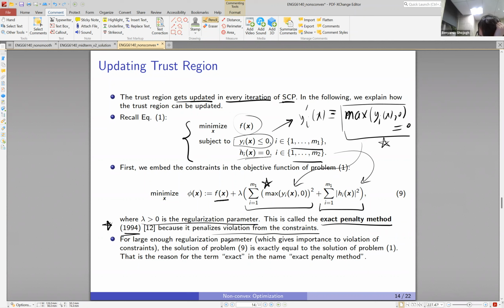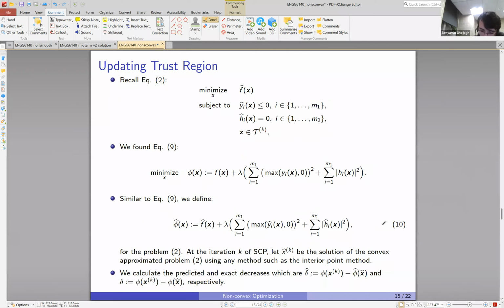So for large enough regularization parameter, the solution of problem 9 is exactly equal to the solution of problem 1, and that's interesting. So theoretically, it has been shown maybe in this paper 12 that if you solve this for large enough lambda, it is exactly equal to this, and hence the name exact penalty method. Okay.